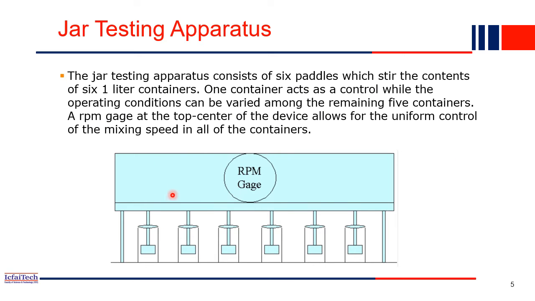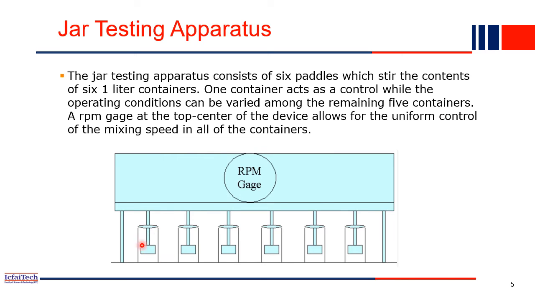This is the apparatus you can see, the jar testing apparatus. In total, 6 jars of this type will be available. Inside each jar, a paddle will be there, right? So in this jar test, what do we do? This jar testing apparatus consists of 6 paddles, which treat the content of 6 one-liter containers. Each container's capacity is only 1 liter, meaning it can contain 1 liter of liquid. One container acts as a control, while the operating condition can be varied among the remaining 5 containers.